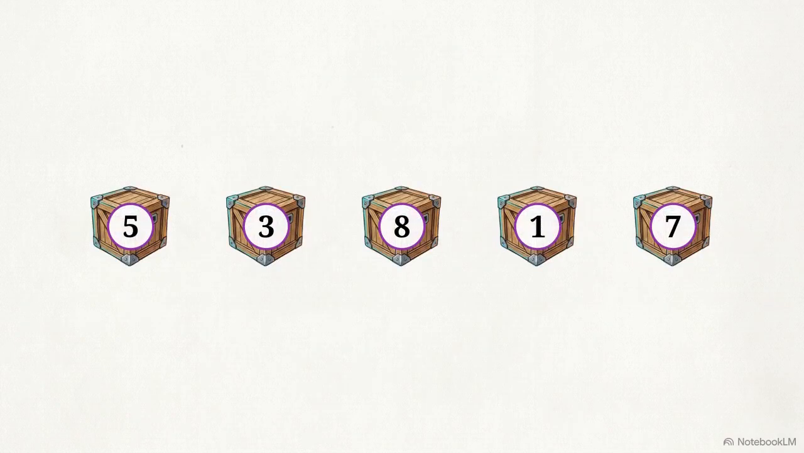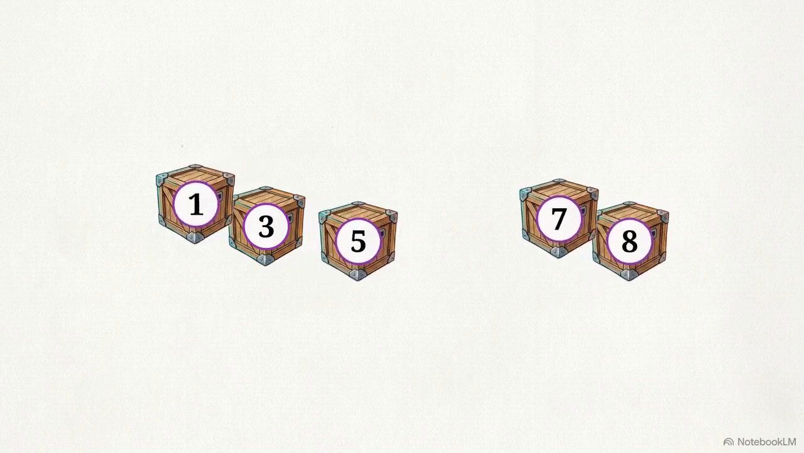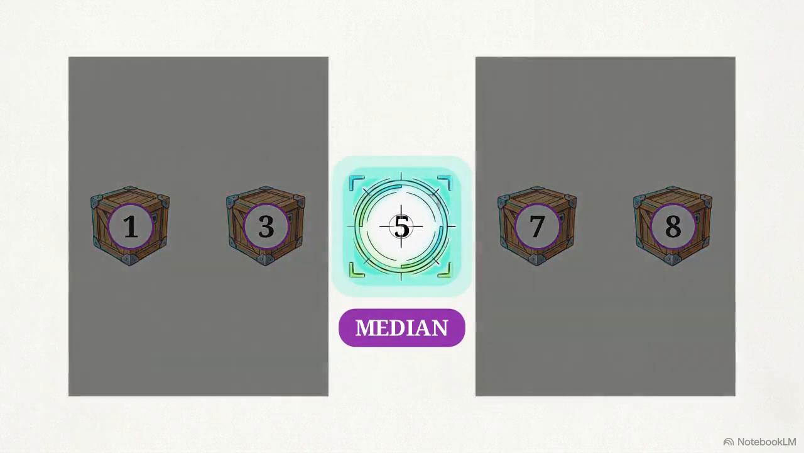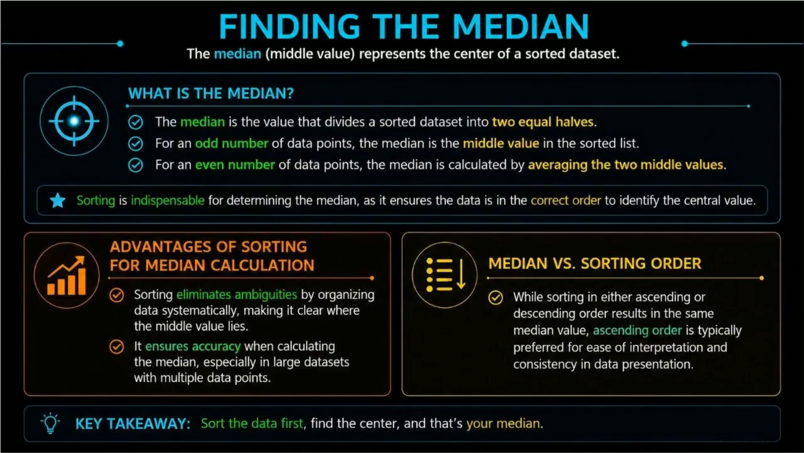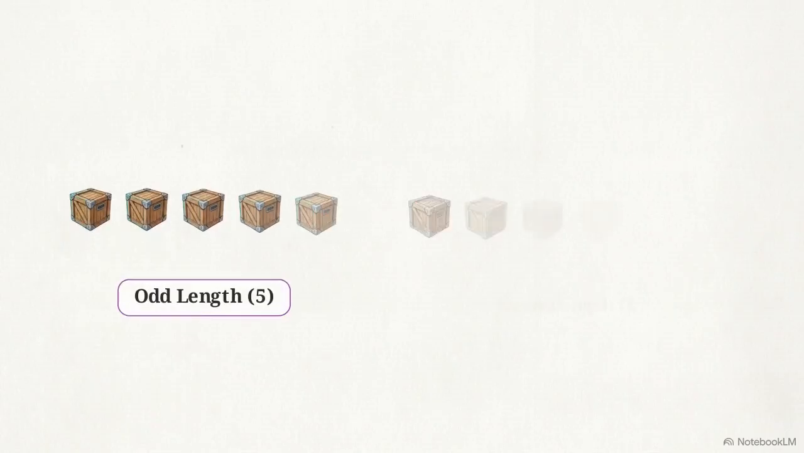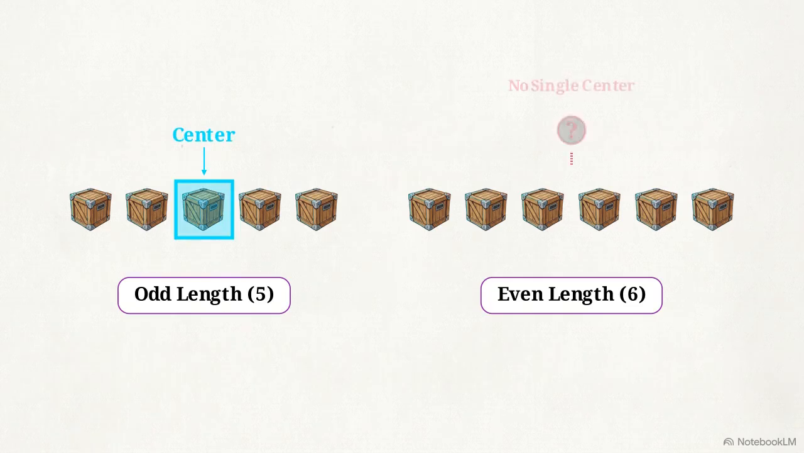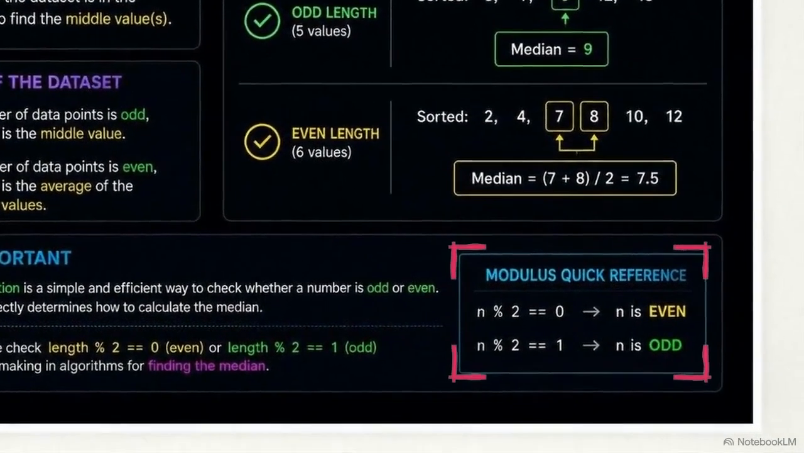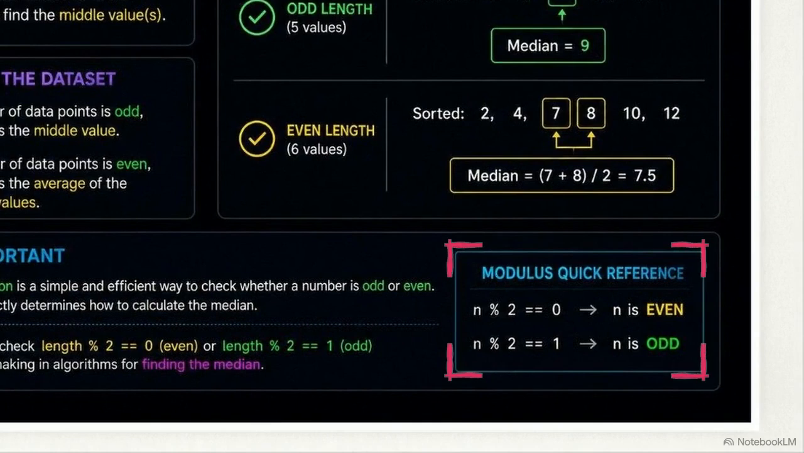Now that our array is fully ordered, we can execute the primary analytical goal we established at the start, calculating the precise statistical median. Looking at this breakdown, the median is the true center value that perfectly divides our sorted dataset into two equal halves. The mathematical approach to finding that physical center changes entirely depending on the total length of the dataset. This is why the modulus operator is so important. As shown in the bottom section here, modulus allows the program to check a dataset's parity, determining immediately whether the total length is an odd or even number.